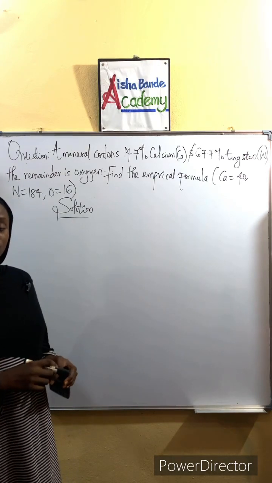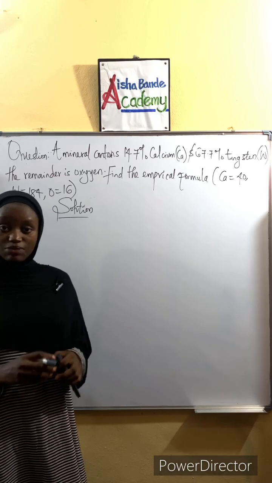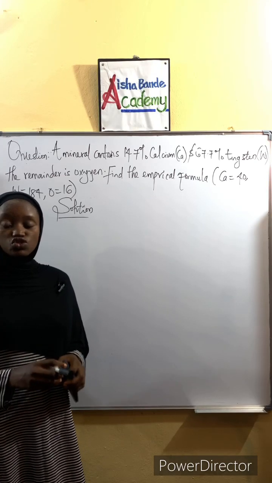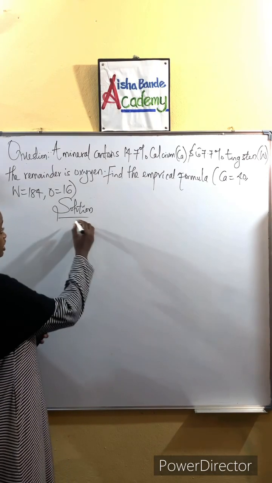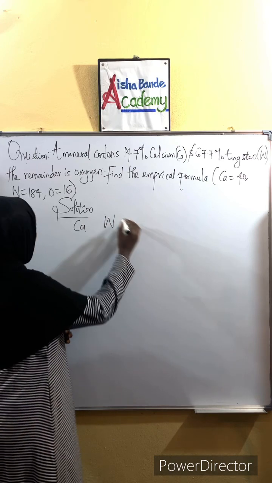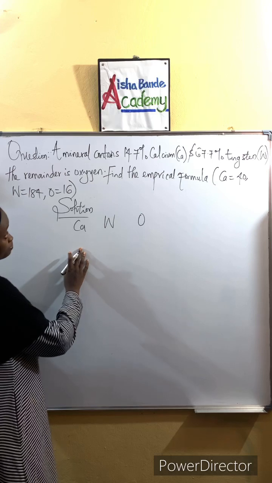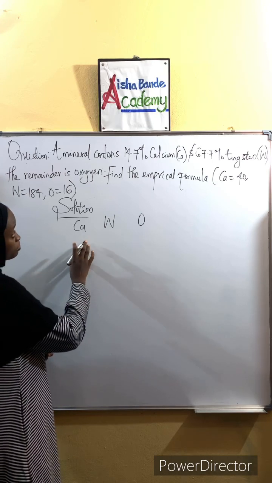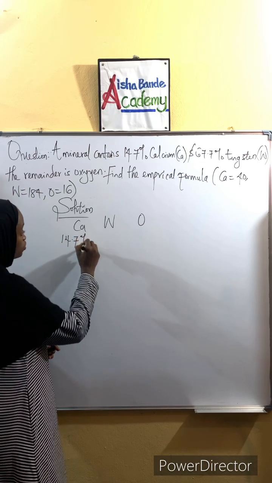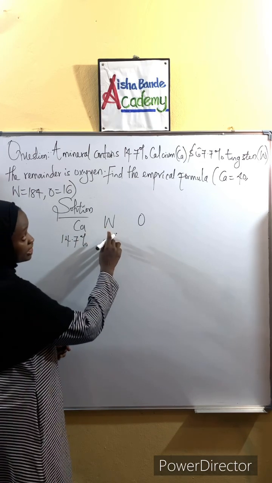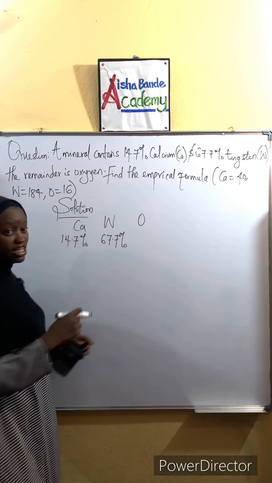So let's begin. Just as I mentioned in the last class also, before we begin solving any question on empirical and molecular formula, the first thing we need to do is to bring out the elements as stated in the question. So in this question we have three elements. The first element is calcium, then we have tungsten, and also oxygen. We're told from the question that the mineral contains 14.7% of calcium, while that of tungsten is 67.7%.